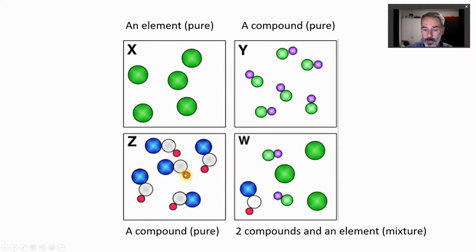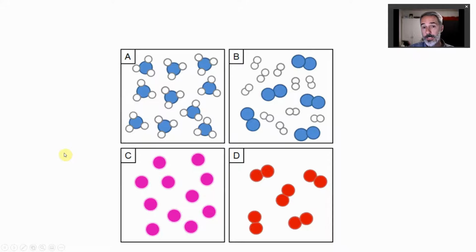You get the idea. Okay, so what we're going to do is look at a bunch of these diagrams and see if we can figure out, is it an element? Is it a compound? Is it pure? If it's a mixture, what's it a mixture of? Are there a couple of compounds in there, or a couple of elements? So let's look at these, and we're going to go through them kind of one at a time.